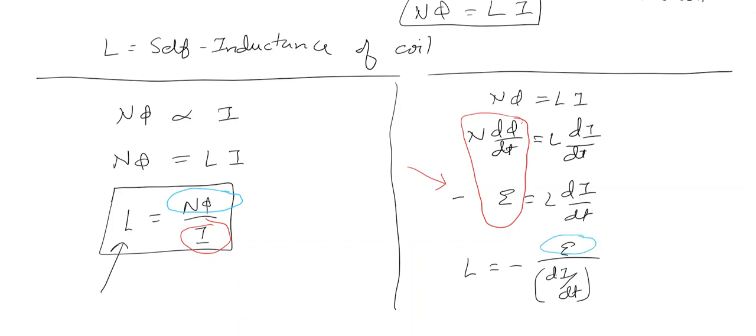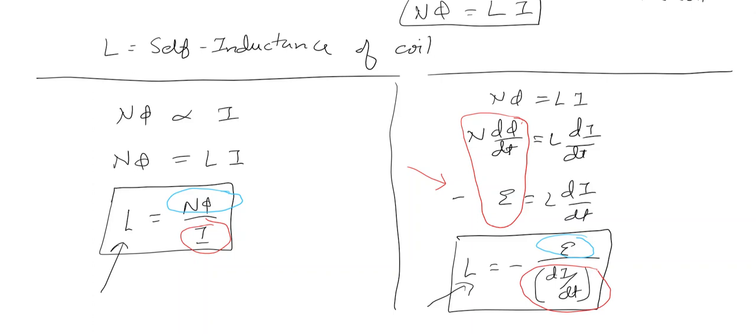Self-induced EMF. What is di by dt? It is the rate of change in current passing through the coil. So according to this, if I again try to define self-inductance, then I can say that self-inductance of a coil is equal to the self-induced EMF in the coil per unit rate of change in current passing through the coil. So that is the second definition of self-inductance of a coil.